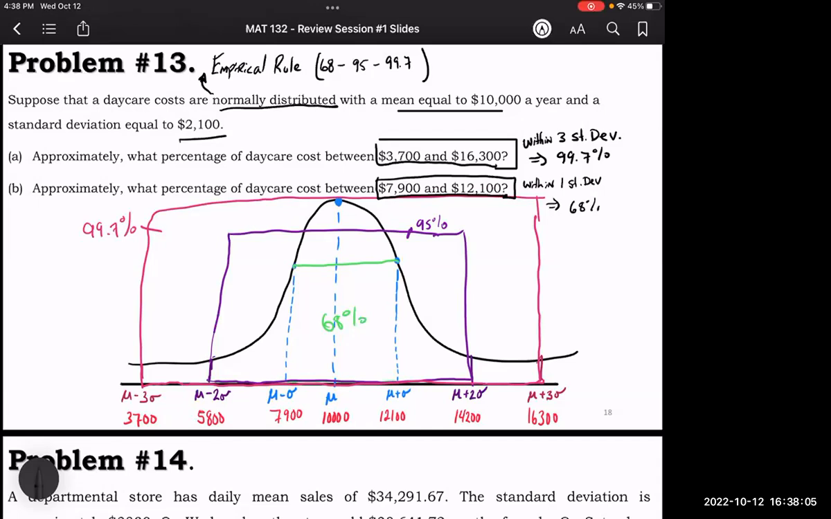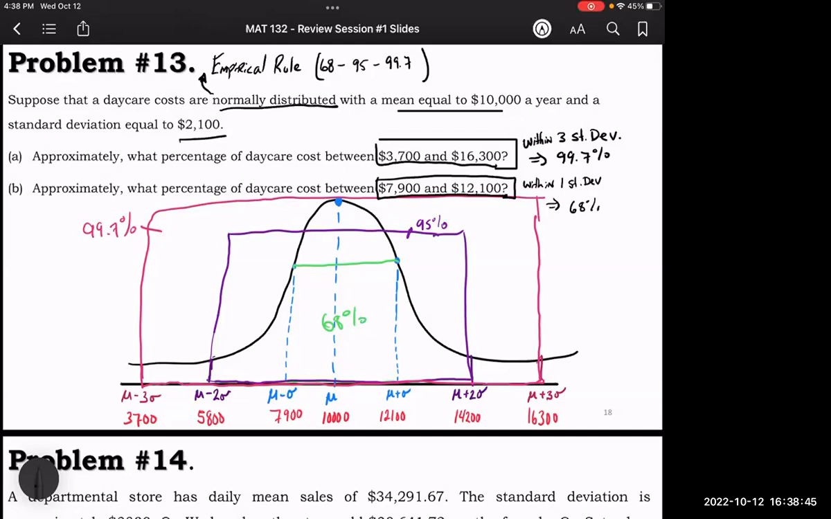Somebody asks: what's the number 5,800 and 14,200? I didn't see the number. Those are 12,100, 14,200, and 16,300. The way that you compute them, if you look at the formula that's above it, is to take the mean plus 1 standard deviation, then the mean plus 2 standard deviations, then the mean plus 3 standard deviations.